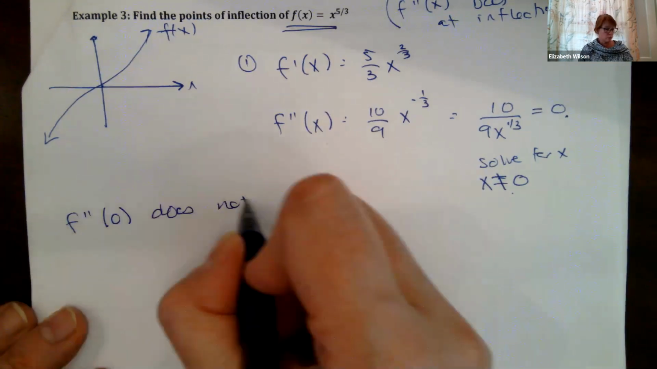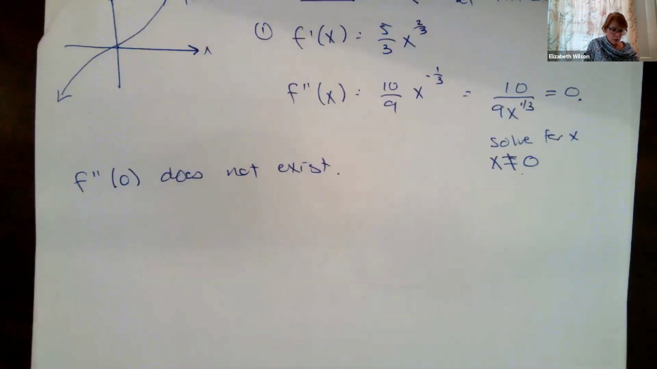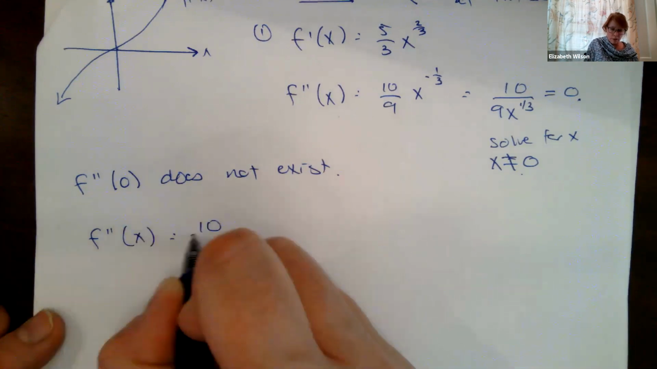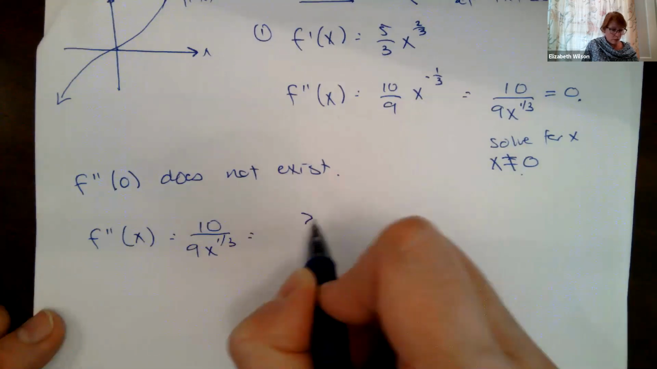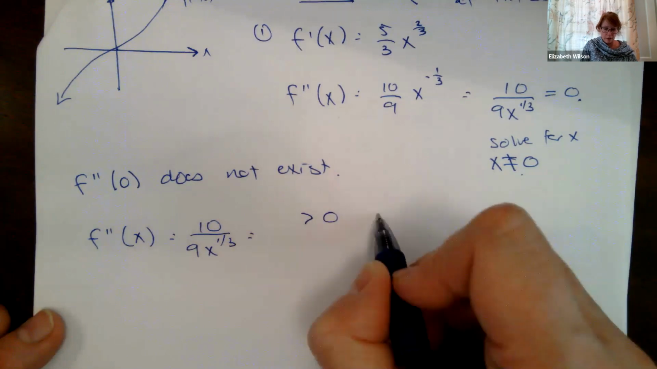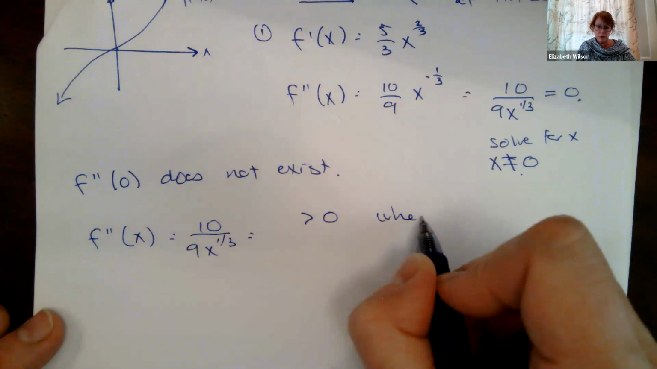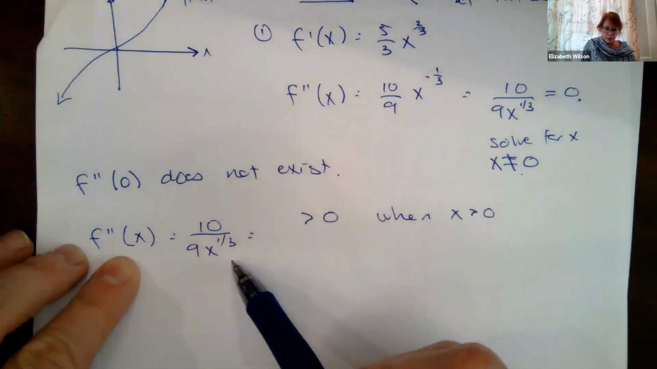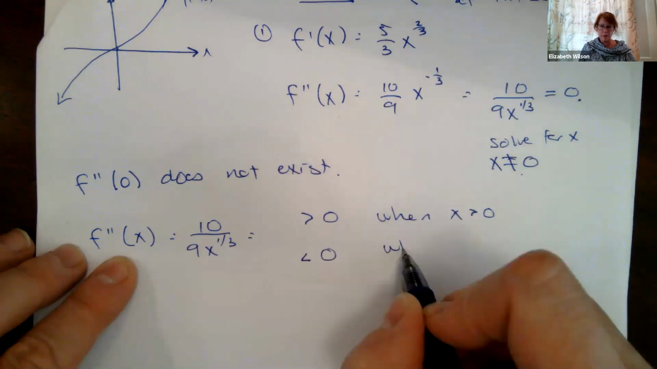Okay, so what do I need to do? I need to think about what's happening on either side of that. My second derivative is 10 over 9 x to the 1/3. This is greater than 0 when x is positive, right? I can plug in values greater than 0 into my second derivative here, and I'm going to get a positive number. It's going to be negative when x is less than 0.